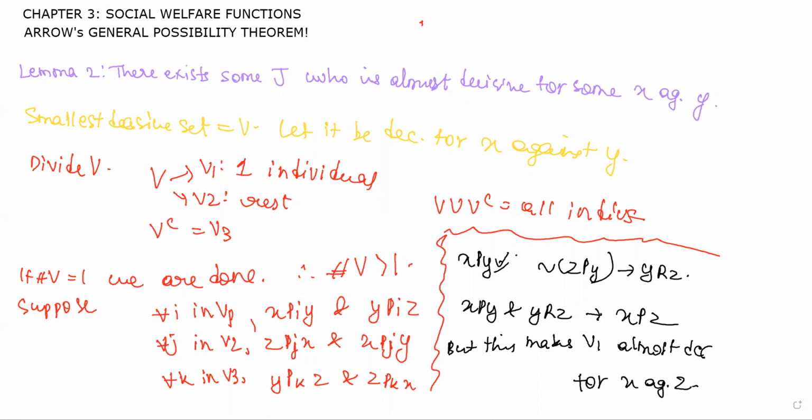So we have a contradiction, which can only be resolved if V cannot be split into two sets, right? That is, if V contains just one individual. So we have proved the lemma. We have proved that there exists at least one individual, a singleton set, who is almost decisive for some x. Then combining lemma 2 and lemma 1, we are done, right?